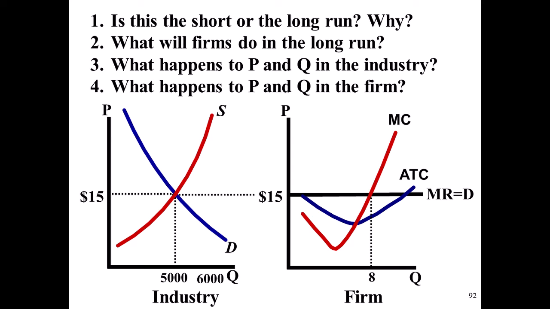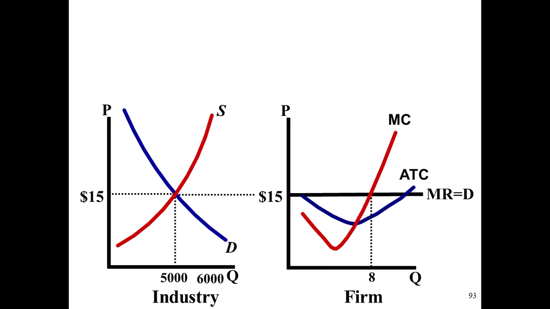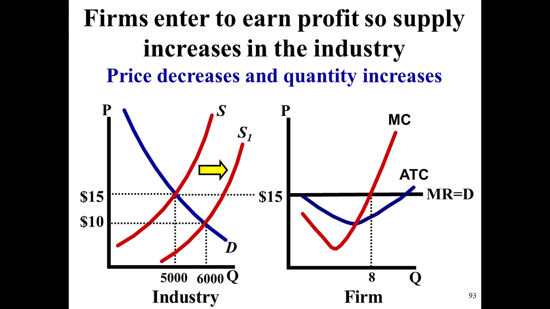All right, is this firm in the short run or the long run? Well, we know this firm is in the short run because it's not at long run equilibrium. It's making a profit. So if this market is profitable, firms are going to enter. Firms are going to see that they can make money in this market, so they're going to enter the market as well. When they do that, supply goes up because there's now more sellers. When supply goes up, price goes down because there's more available.